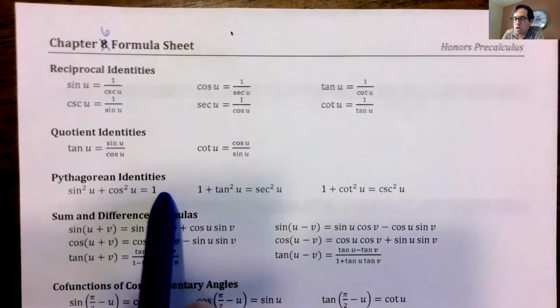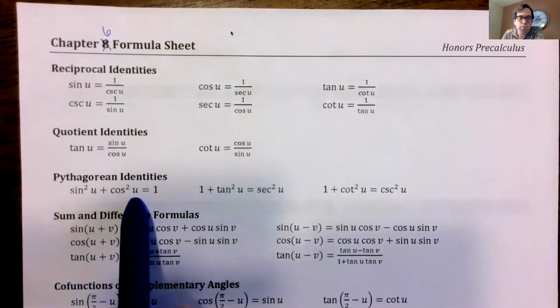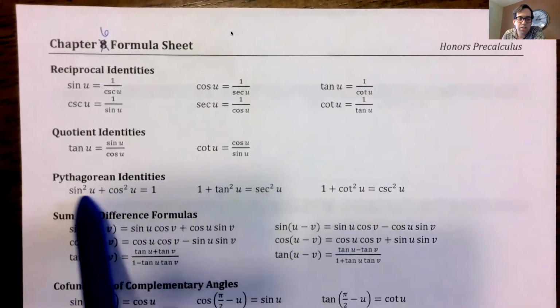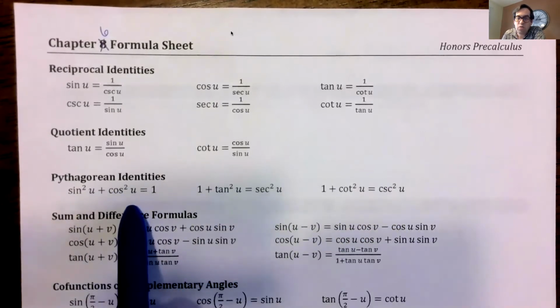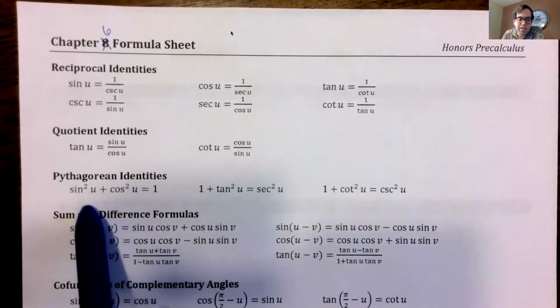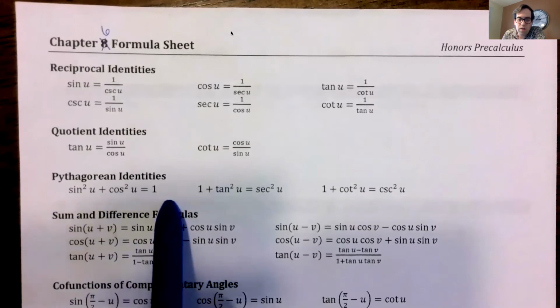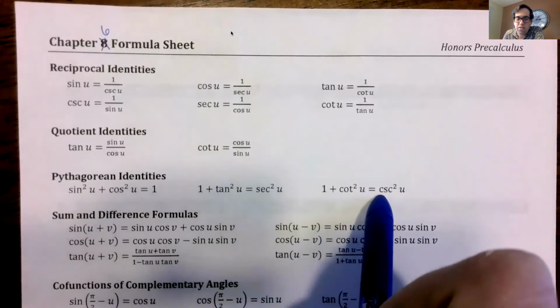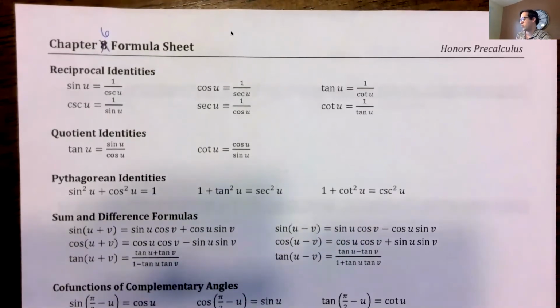Pythagorean identities are a little bit more work. We're not going to go through proofs to show you why these are true. We're just going to accept that they are, but it does have to do with right triangles and the Pythagorean theorem. But sine squared plus cosine squared equals 1, 1 plus tangent squared equals secant squared, and 1 plus cotangent squared equals cosecant squared. All right, you'll see some of each of those today at some point.